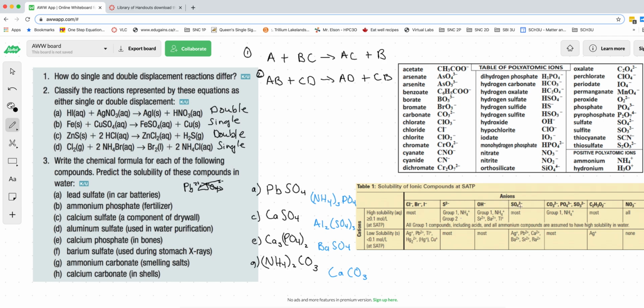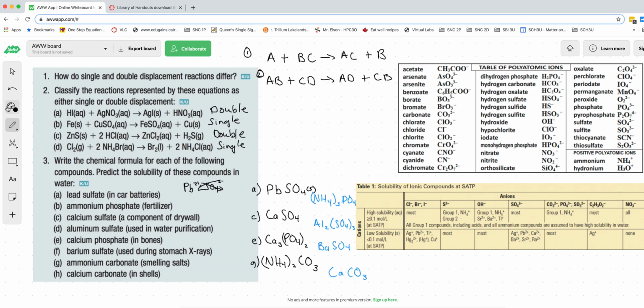Sulfate is here in the anions, and you have to ask yourself, does it fall under most? That doesn't give us enough information. So then I'm going to continue on and find lead 2 here, and it is low solubility. So lead sulfate in water is going to form a solid because it is low solubility.